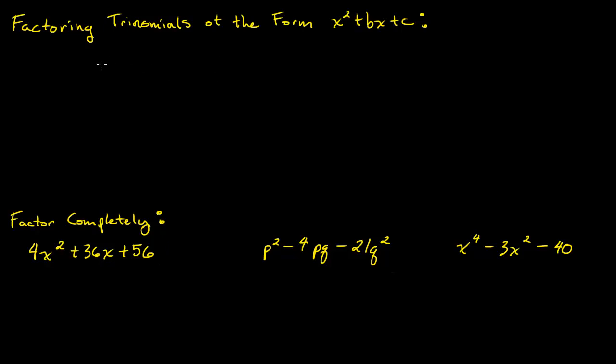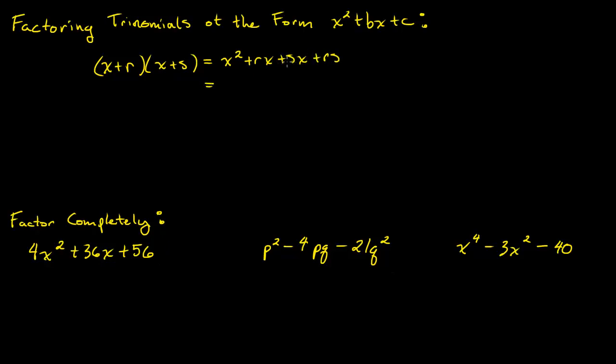Hi, in this lesson we look at how to factor trinomials of the form x squared plus bx plus c. Before we can do that, let's develop a rule for factoring x squared plus bx plus c by examining the product of x plus r times x plus s. If we expand this using FOIL, we get x squared plus rx plus sx plus rs.